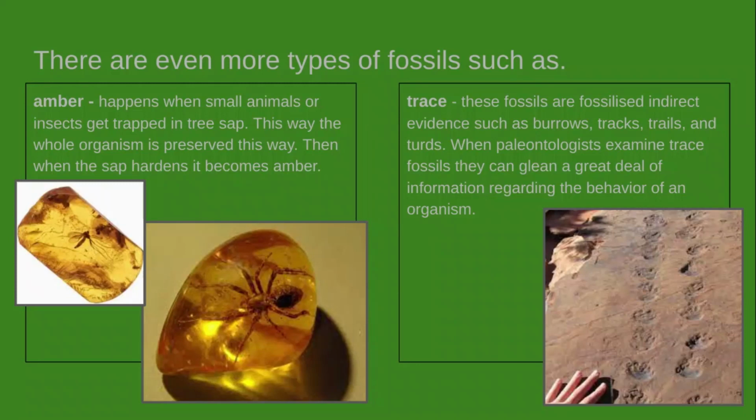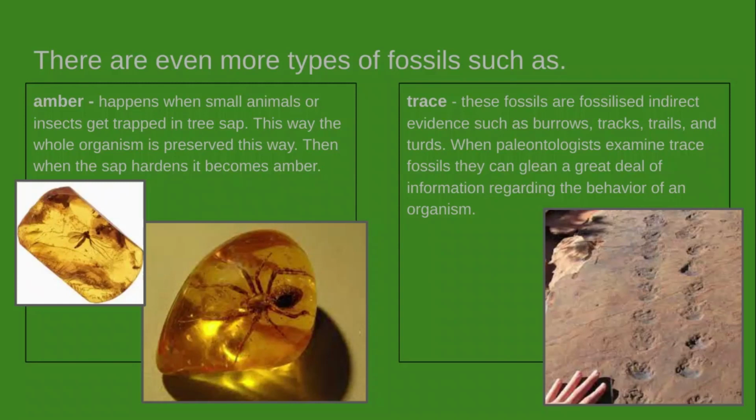There are even more types of fossils, including amber. Amber happens when small animals or insects get trapped inside tree sap. This way, the whole organism is preserved. And then, when the sap hardens, it becomes amber. Now, when mosquitoes get preserved in amber, they can be used to bring back dinosaurs.